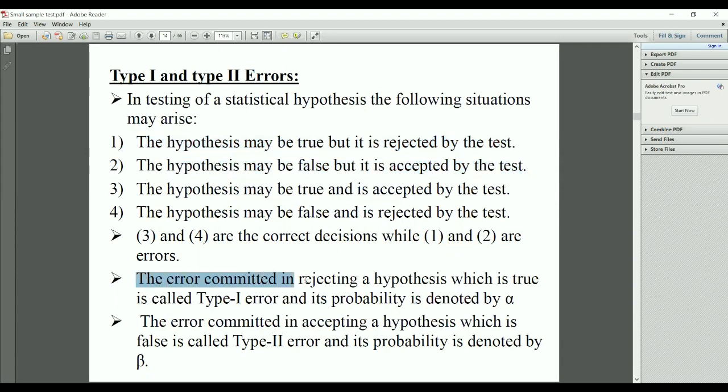The error committed in rejecting a hypothesis which is true is called type 1 error. Its probability is denoted by alpha. And the error committed in accepting a hypothesis which is false is called type 2 error. Its probability is denoted by beta. One minus beta is the power of the test.